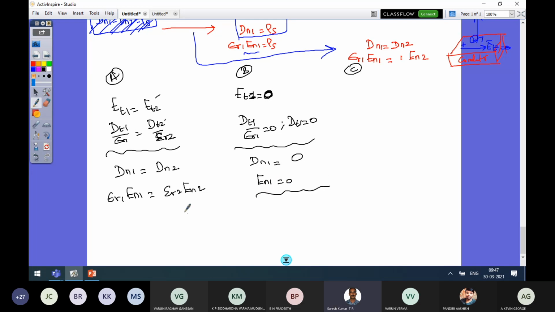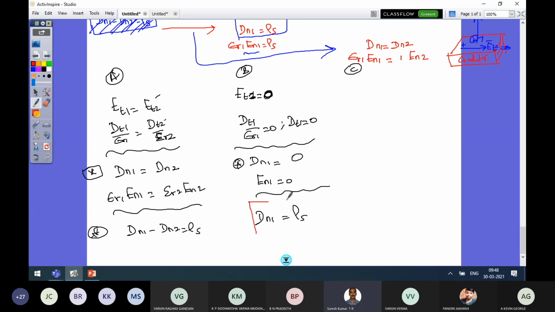Guys, one thing I forgot. Okay, let me take the other possible formula. This is formula 1, and the other formula is Dn1 minus Dn2 equal to rho s. Now let me consider the equation Dn1 minus Dn2, where Dn2 is 0, right? So equal to rho s.